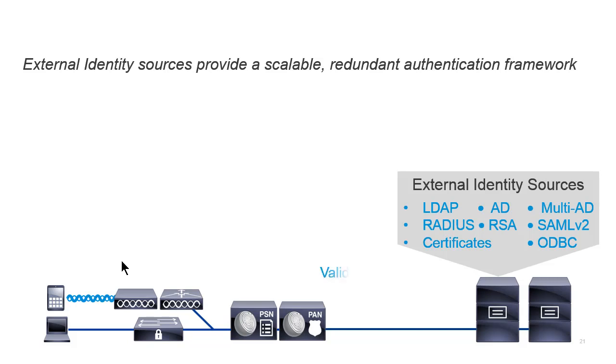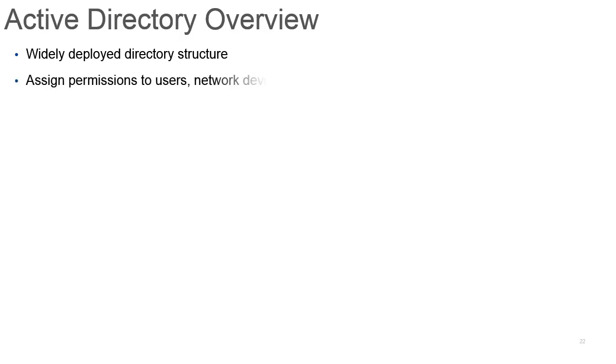Okay, let's look at external identity sources, which provide a scalable, redundant authentication framework. Clients can authenticate against a single authentication source or a sequence of multiple authentication sources. Let's take a look at how Cisco ISE can work with these external identity sources, starting with the Microsoft Active Directory. Active Directory is the most widely deployed directory service in the world, where you can assign permissions to users, network devices, and object groups.